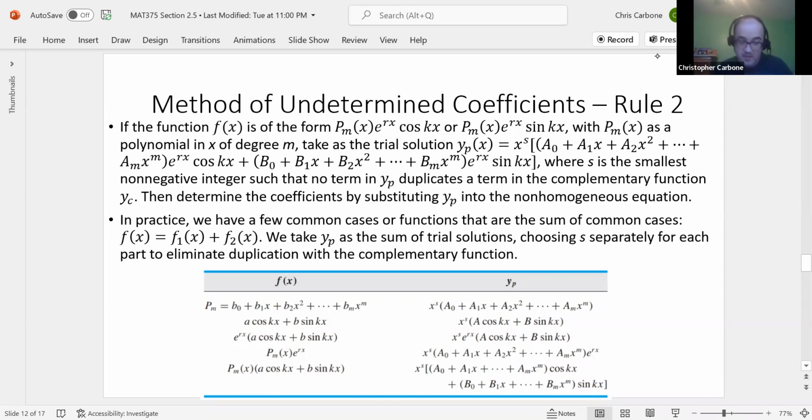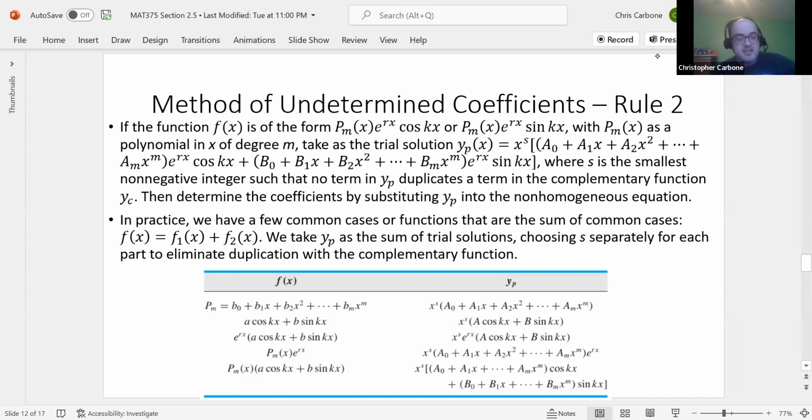So if our function includes p sub m, which is b sub 0 plus b sub 1 times x plus b sub 2 times x squared, all the way down to b sub m times x to the m, this would be x to the s times a sub 0 plus a sub 1 times x plus a sub 2 times x squared, all the way down to a sub m times x to the m. If the function is a times the cosine of kx plus b times the sine of kx, y sub p would be x to the s times a times the cosine of kx plus b times the sine of kx.